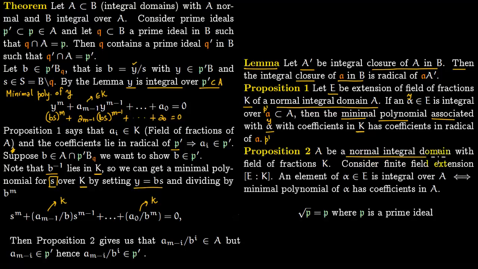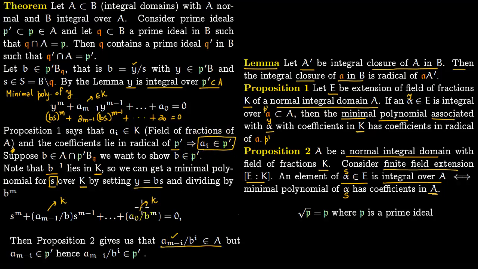Let A be a normal integral domain, which we have, with field of fractions K. Consider a finite field extension E; an element alpha in E is integral over A if and only if the minimal polynomial of alpha has coefficients in A. So now we have s instead of alpha, and the minimal polynomial of s has coefficients in A. These coefficients which we were considering in the field of fractions K, because of proposition 2 we can say they are in A. But we have already shown that this front part lies in P prime right here.